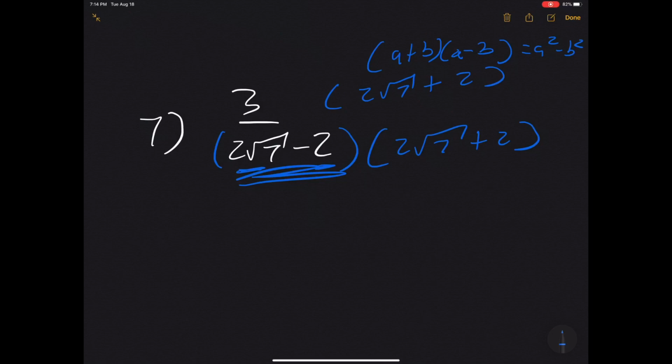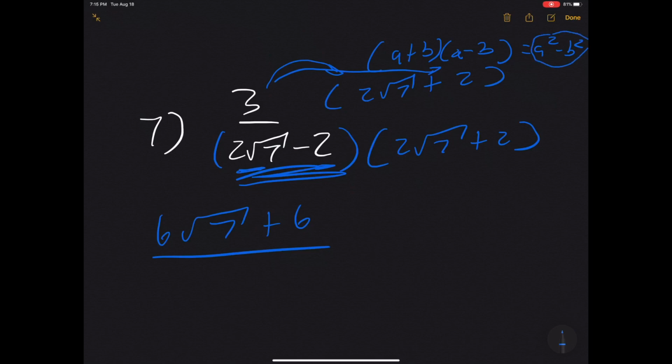So on the top, we just get 3 times 2 root 7 is going to be 6 root 7. 3 times 2 is going to be plus 6. And on the bottom, well, I know I'm going to get a squared minus b squared, so you're welcome to FOIL it, but I have this little trick that tells me I'll have this squared, which is just 4 times 7, minus b squared, which is minus 4.